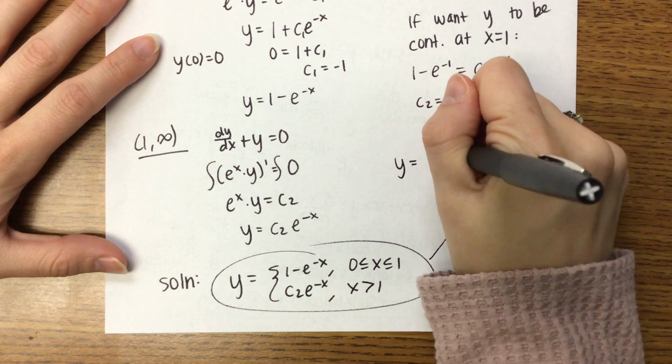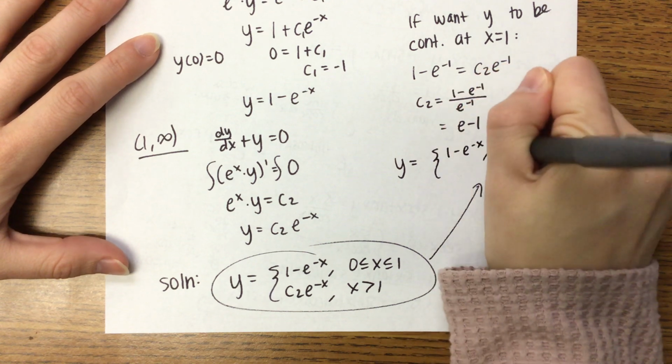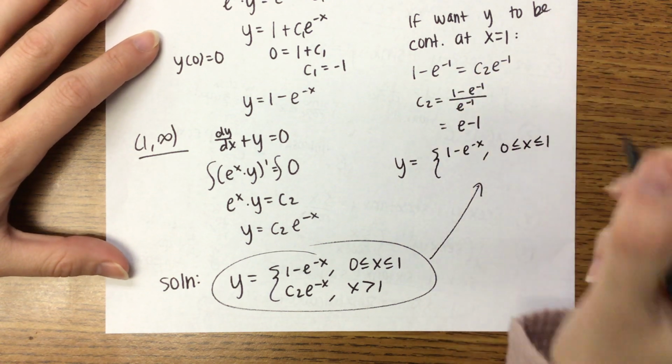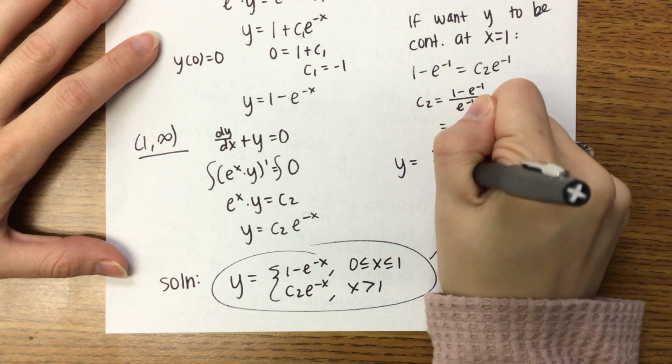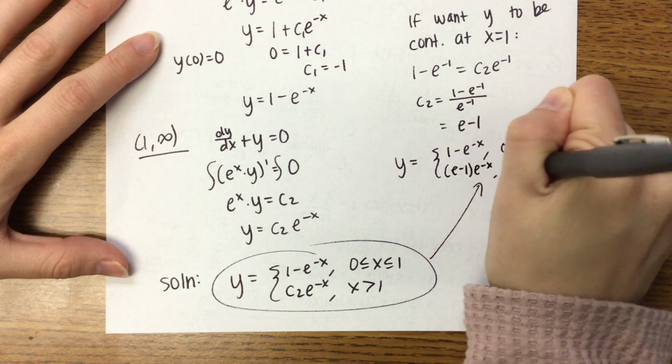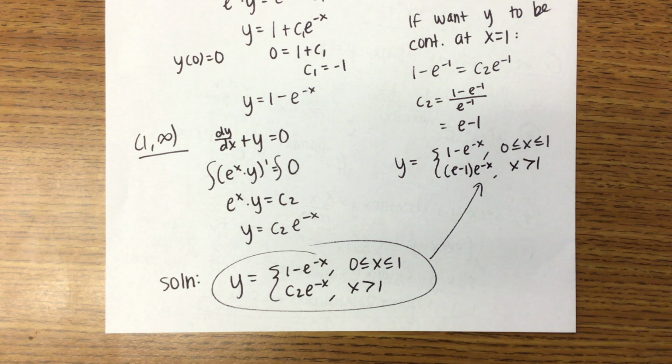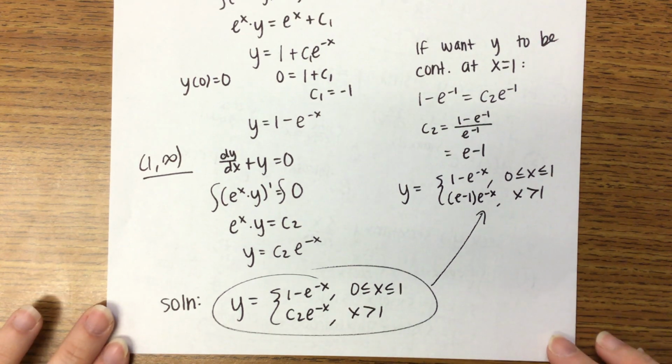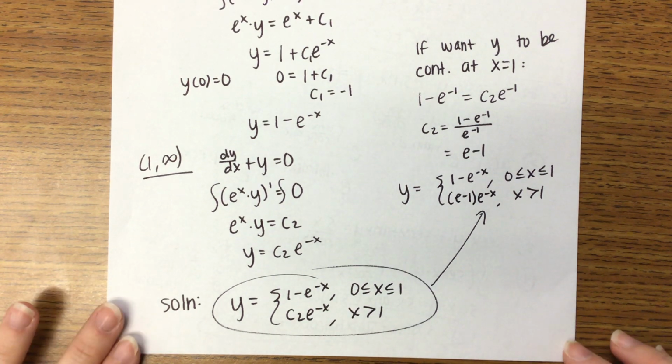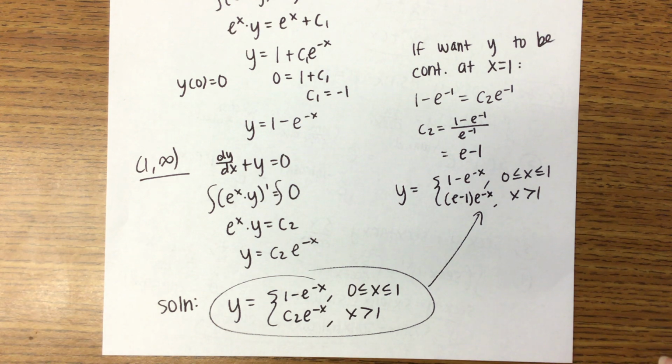In this case, our solution is 1 minus e to the negative x, and then e minus 1 times e to the negative x. Again, though, that's only if we mandate that the solution has to be continuous everywhere. If the solution is continuous everywhere, then you can solve for c2. If we don't say that, you can't solve for c2.